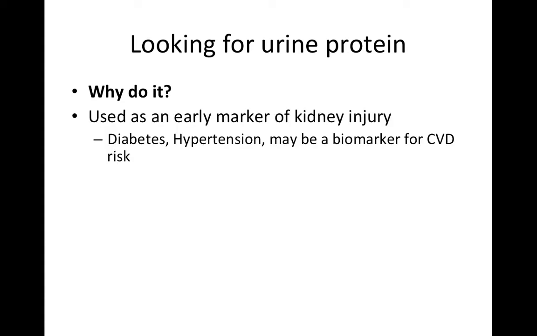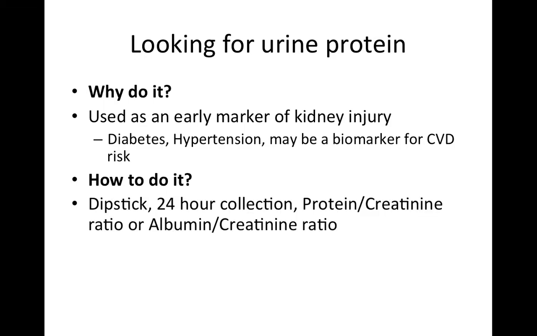Well, we know that protein in the urine is an early marker of kidney injury in diabetes and hypertension, and it may also be a biomarker for CVD in itself. How to do it? Well, there's quite a few ways to skin this cat. You can do a dipstick, which, as we said before, is not particularly sensitive. There's a 24-hour collection, which is the long-term gold standard, but a bit of a nuisance. And then there's these spot samples, such as a protein-creatinine ratio or the albumin-creatinine ratio.